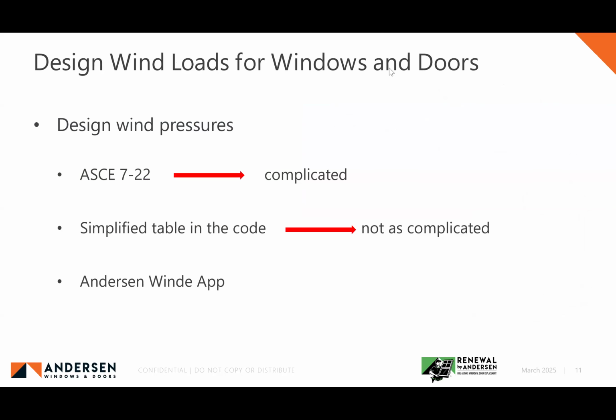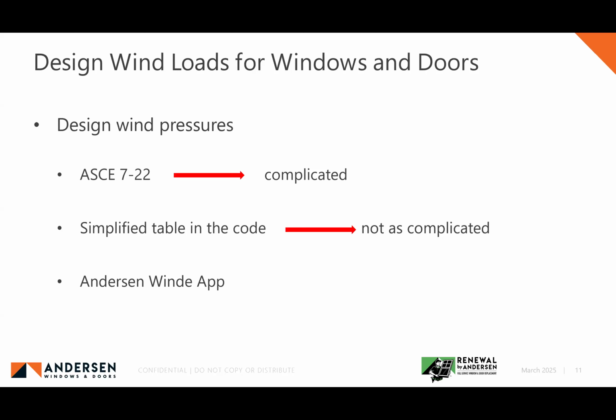Looks good. All right. So let's talk about design wind loads for windows and doors, and how we can simplify how we determine wind loads for windows and doors. In the code, we can use ASCE 7-22, and if you've ever looked at it, it's pretty complicated. It's not straightforward by any stretch.